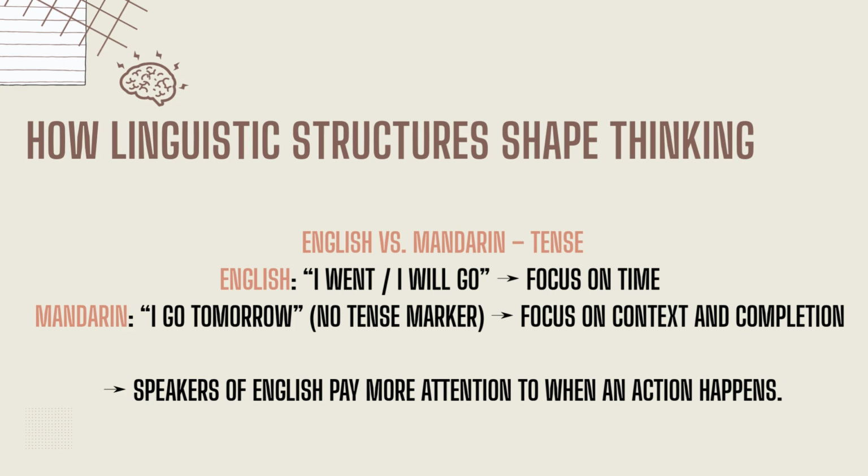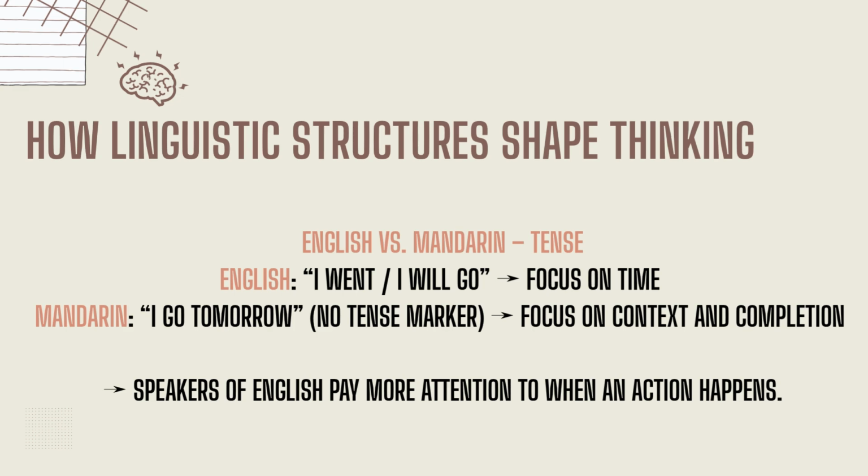It's like when that happens. Their minds are trained to think: did it happen already, or is it happening now, or will it happen later? But Mandarin speakers, on the other hand, are more focused on context, whether something is complete or still going, not necessarily when it happens. They don't care about the time. They don't pay much attention to that.